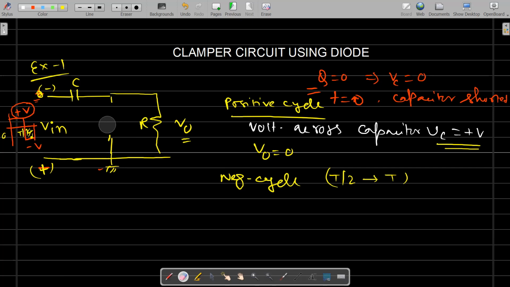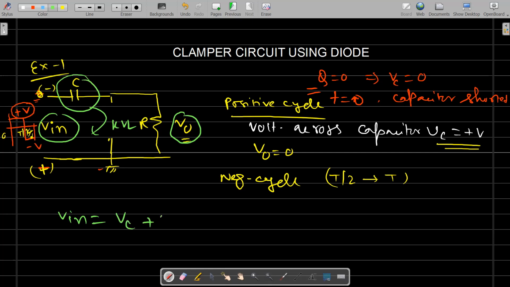If the diode is off, you can consider the diode is open, and in this condition, the output voltage V0 we can calculate by applying KVL in the circuit. If we apply KVL in the circuit, the equation will be like this: V in will be equal to the voltage across the capacitor, VC, plus the output voltage V0. So V0 will be V in minus VC. The V in we are applying is equal to minus V because we are in the negative cycle. So V in equals minus V, and VC is the voltage across the capacitor.